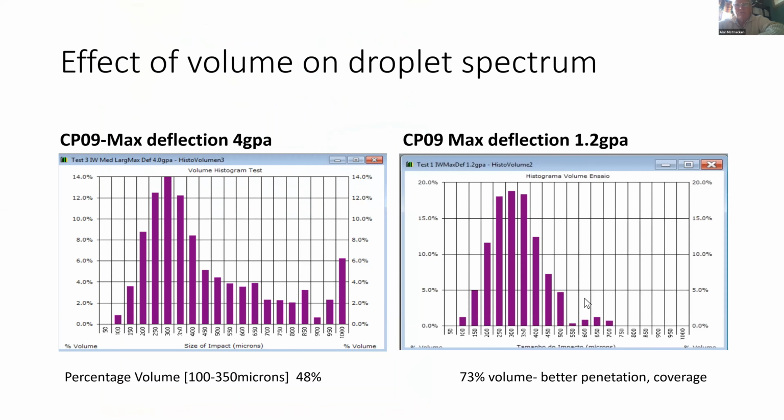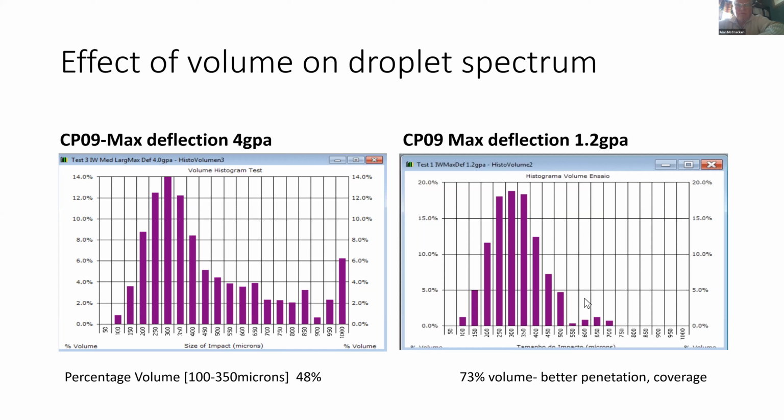Effects on drop size. Here are 2 major aspects that make me nervous about environmental control. If we go high volume at maximum deflection, for this example, to show the extreme, for small droplets of 4 gallon, look at the drop size on the bottom scale, up to 1,000 microns. There's 48% of that chemical in the target range, 100 to 350, which is ideal for a fungicide. If we drop the spray volume, we get 73% of the volume in the target range without increasing our drift.